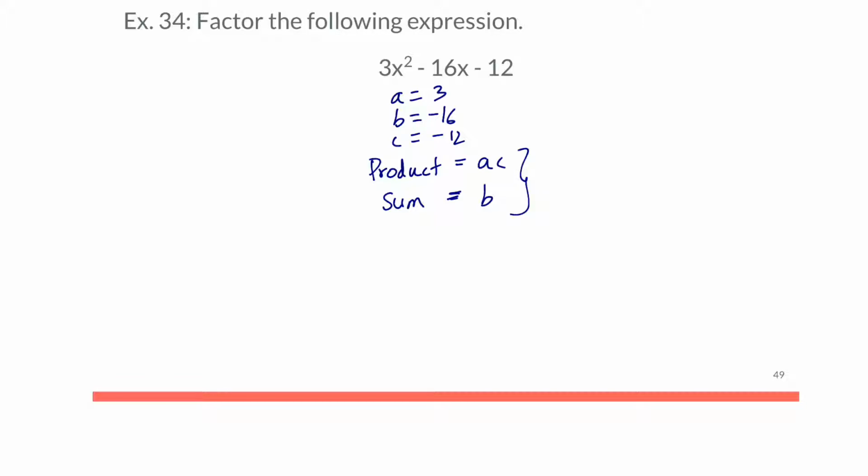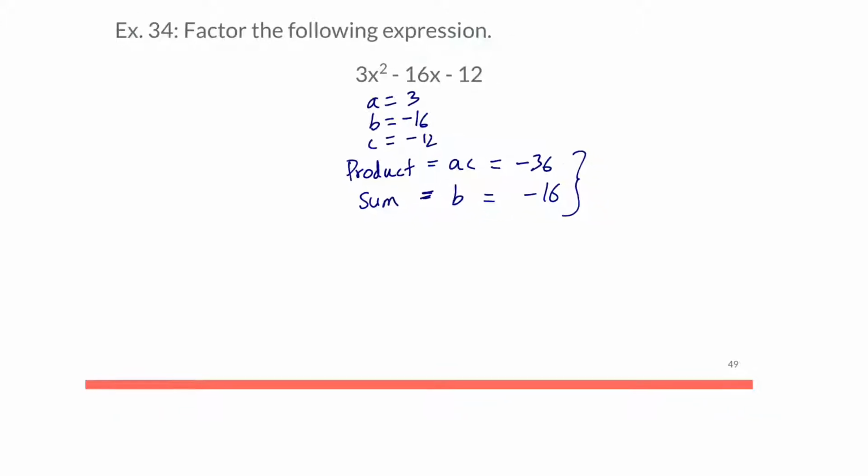So product, sorry, I forgot to write this out. Product is A times C, which is negative 36. Sum is negative 16. And once again, if you look at the product, it's negative, which means one of those two numbers is negative. So after a few different tries, you should get these two numbers. 12, whoops.